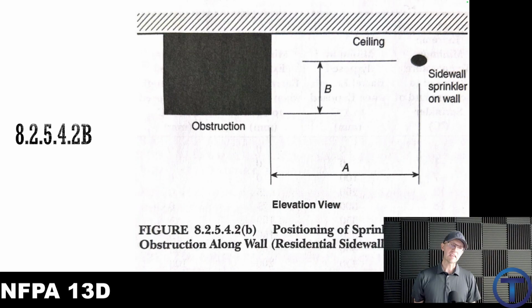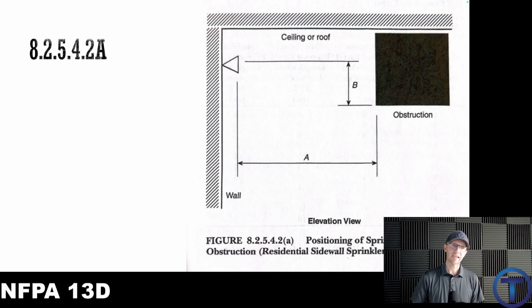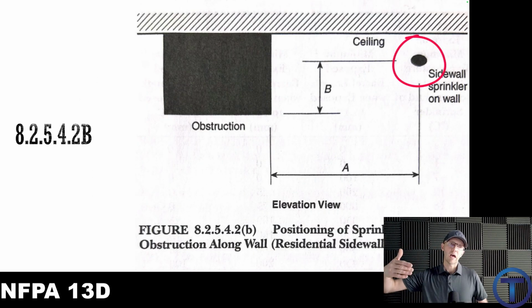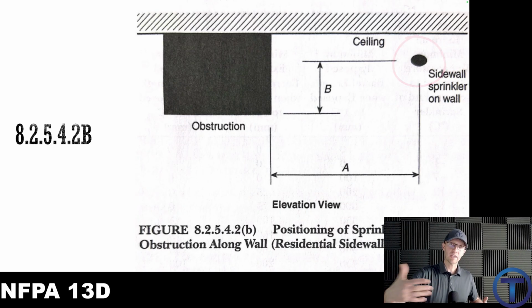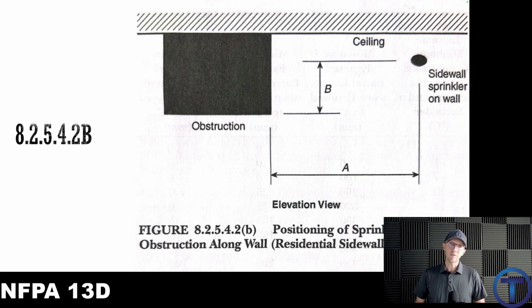As we look at this figure, what's the difference from the other one? Well, real quick, look, the other one was coming out from the sidewall and aiming at the obstruction. Look at this one. We're now along the same wall parallel to that obstruction, and we're going to be spraying out in a different direction. But overall, we use the table the same.